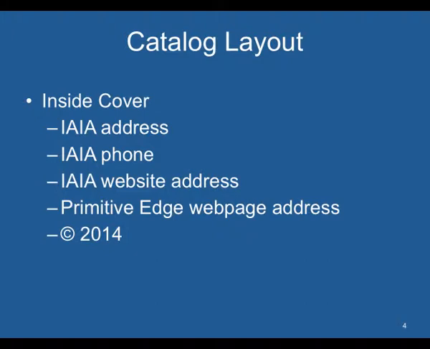You will have an inside cover. So you will have the front cover, and then a blank page, and then an inside cover that has IAIA's address, IAIA phone, the IAIA website address, as well as the Primitive Edge website address, or web page address, and then copyright 2014. Even though we aren't formally copyrighting, nor are we assigning an ISBN number to it, we'll still include the copyright.